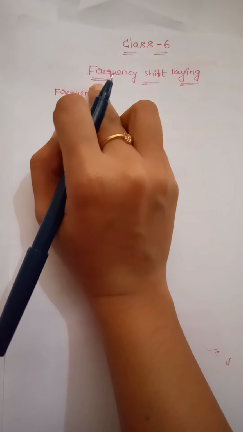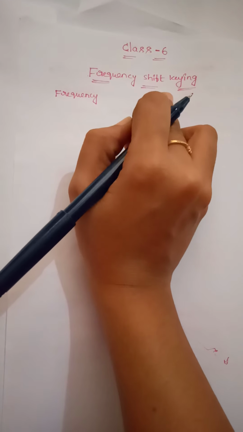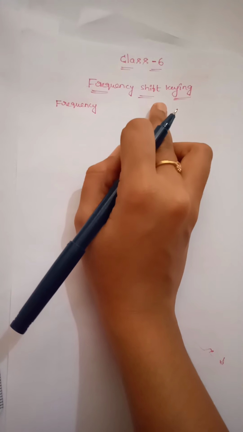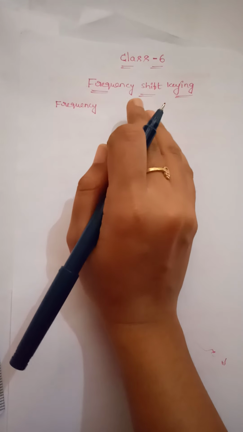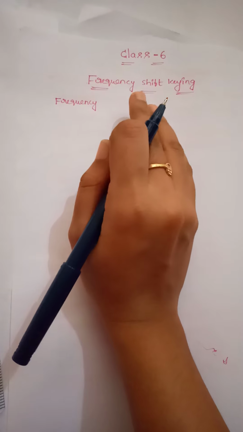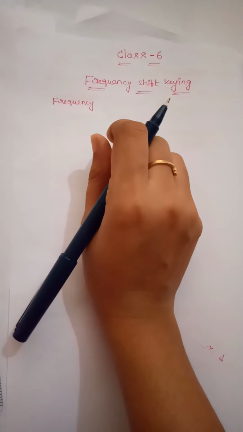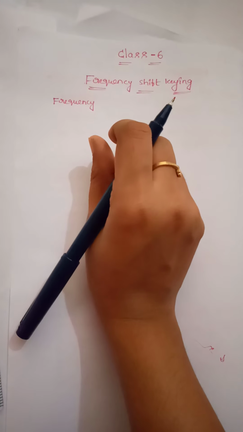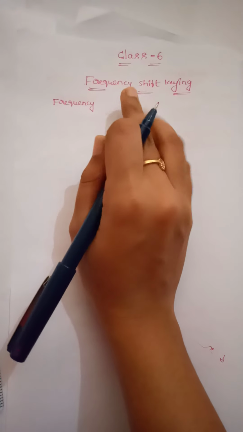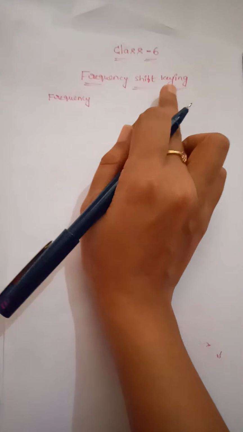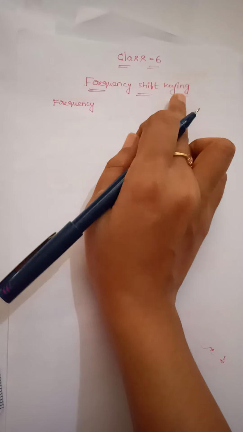Class 6: Frequency Shift Keying. In my previous class, I explained what amplitude shift keying is, its waveforms, how to generate it, and also its advantages and disadvantages. Now I will explain frequency shift keying. It is simply called FSK.